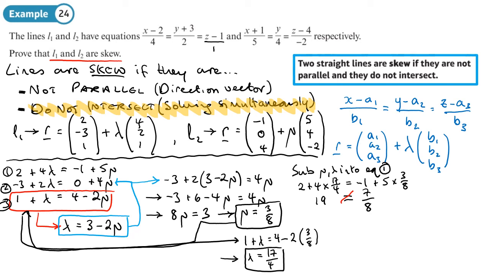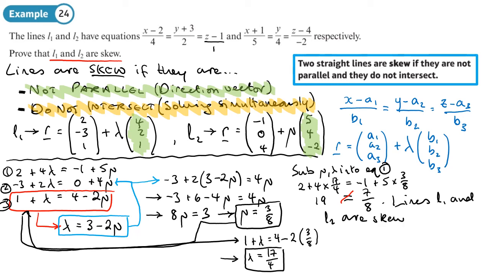And now, how about the other bit about them being parallel, not parallel? Well, let's have a look at the direction vectors. Right, they are not multiples of each other, so they are not parallel. So now let's finish this question off by writing down our conclusion. Okay, so lines L1 and L2 are skew since, well, they do not intersect.